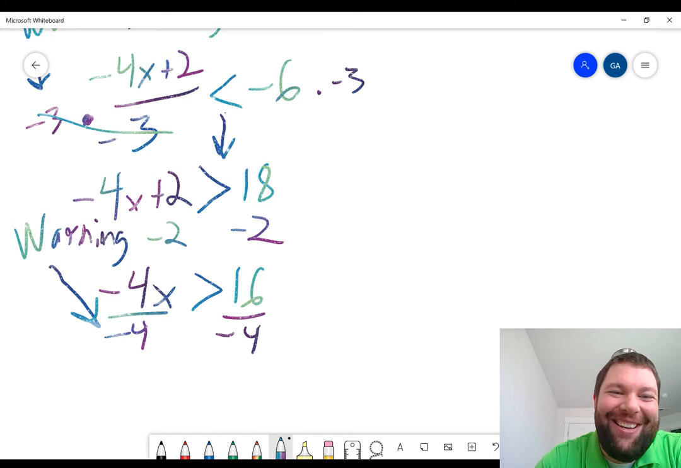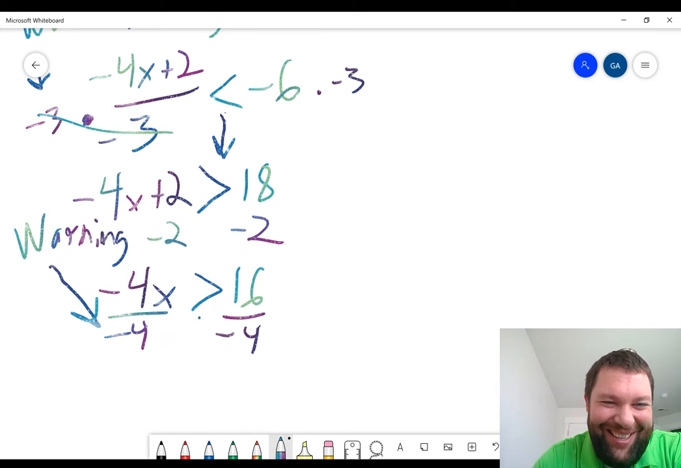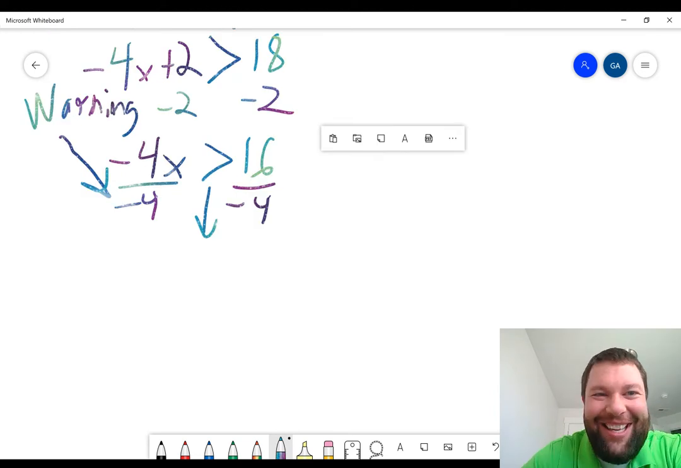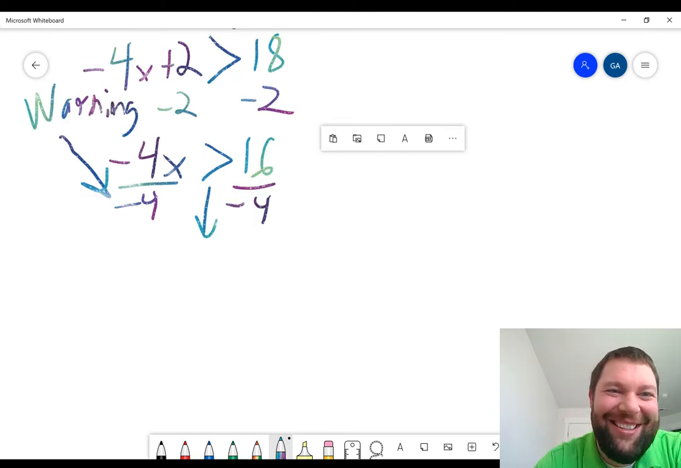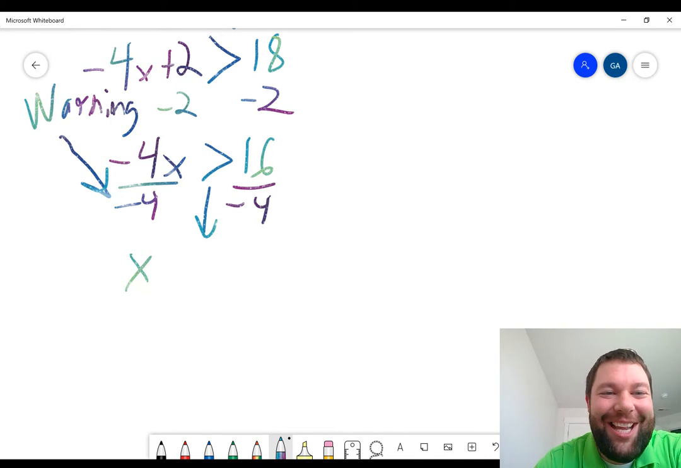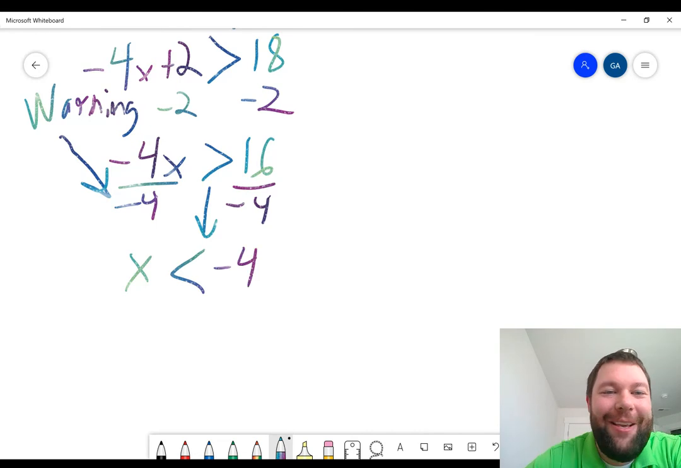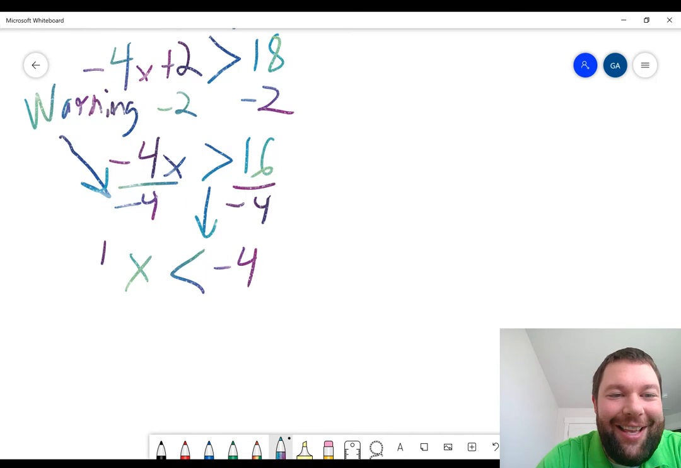You had to flip it twice. You guys are loving this problem. I know it. Admit it. You love it. So these 4's cancel out. You're left with x, and the sign flips again. And you are left with a -4. So x is less than -4.